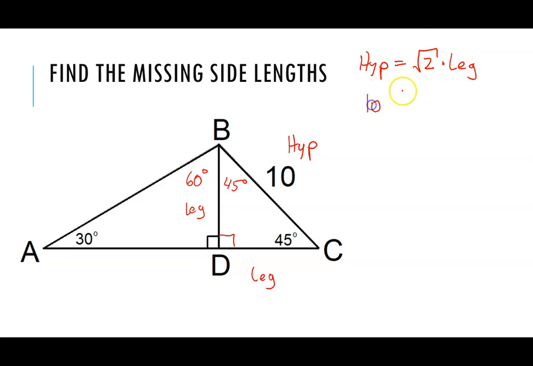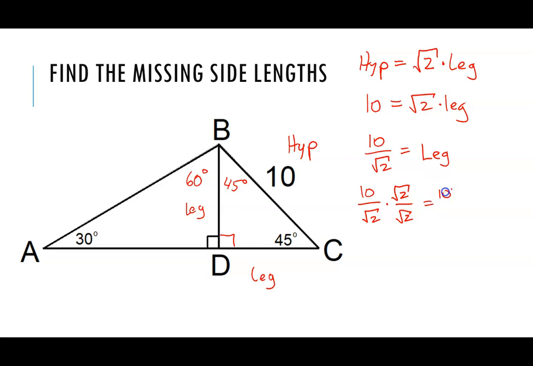So let's go ahead and plug in 10 for the hypotenuse, and let's solve for the leg. We would have to divide by square root of 2. So 10 divided by square root of 2 will be the leg, or DC and BD. But let's go ahead and rationalize that denominator, right? So 10 divided by the square root of 2, we're going to have to multiply that by square root of 2 over 2. So on the top, we get 10 square root of 2. On the bottom, we would get square root of 2 times square root of 2, which would be square root of 4, which we can just write as 2. So the 10 divided by the 2 will give us a nice, simple 5 square root 2 as our answer.